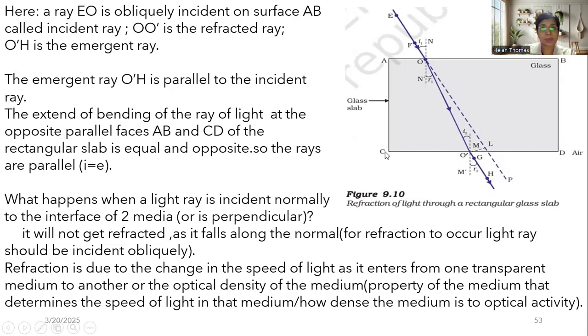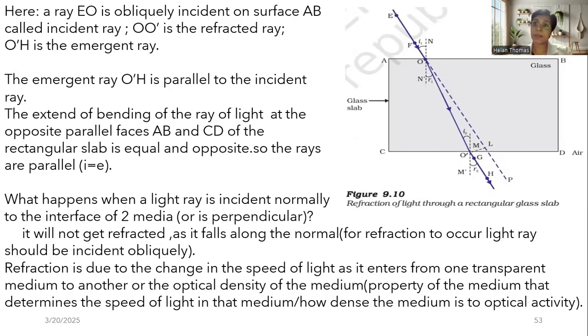We already discussed what will happen if it is perpendicular. And the refraction phenomenon is basically due to the optical density of the medium. In your questions, sometimes they may say rarer and denser medium, but there are times that you get transparent and translucent. So transparent is the rarer medium and translucent is the denser medium in that case. Or you get clear and opaque medium, which again means the clear medium is the rarer medium and the opaque medium is the denser medium. So what does the rarer medium mean? The molecules of that medium are loosely packed.